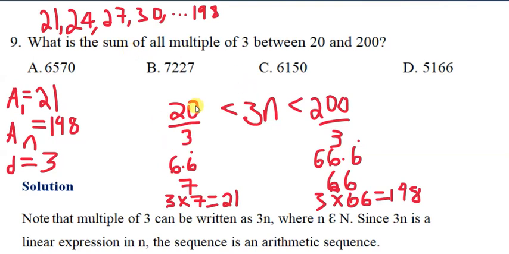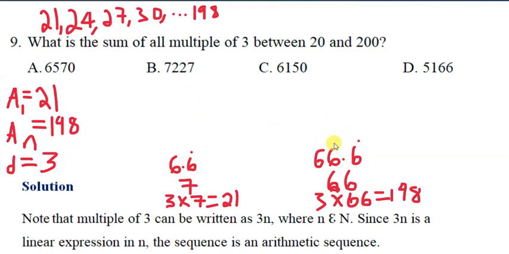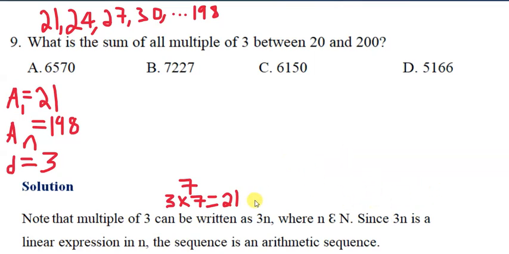Now let us clean this area, please. For convenience, let us clean this area. To find the sum, now something is missing. The first term and the last term are sufficient, but they are not enough. And therefore we need to find another variable.